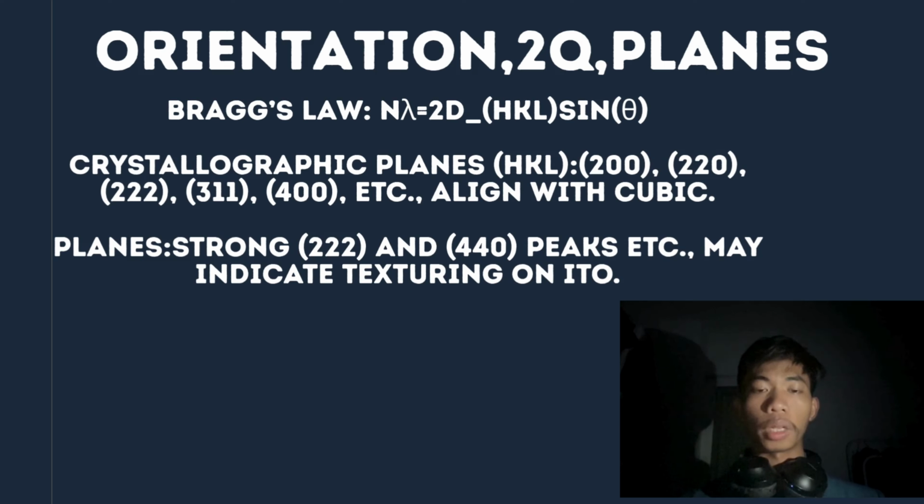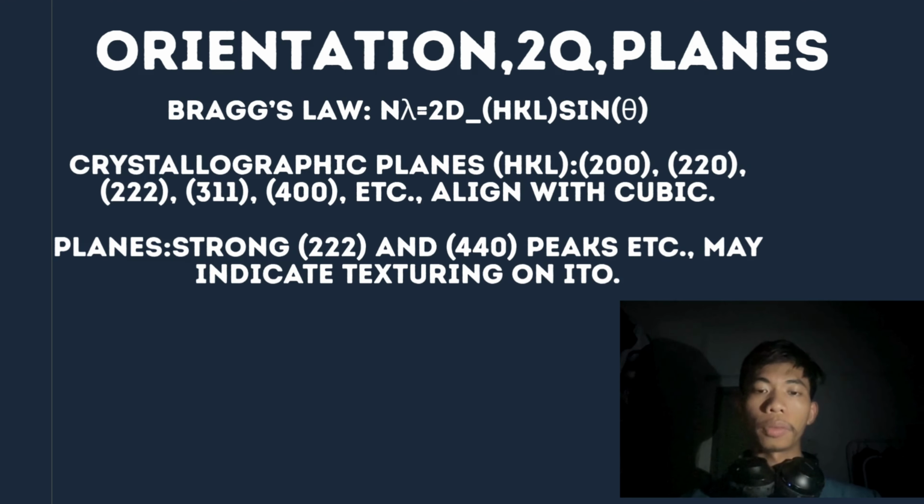align with cubic, because when we sum up the 2 plus 0 plus 0, we come up with an even number. 2 plus 2 plus 0, even number. 3 plus 1, we got an even number too. If it is an odd number, it will not have a reflection due to the cubic. And that's all from me.